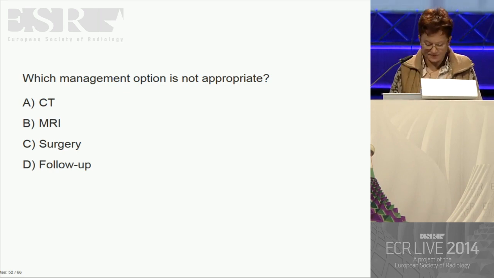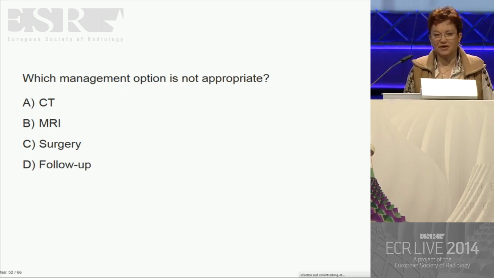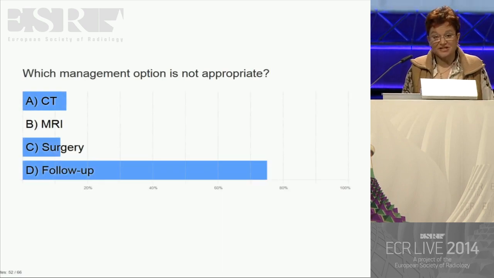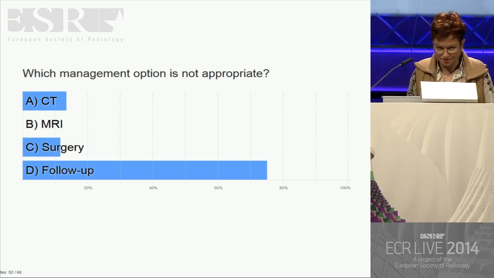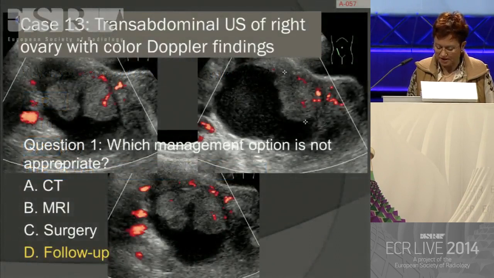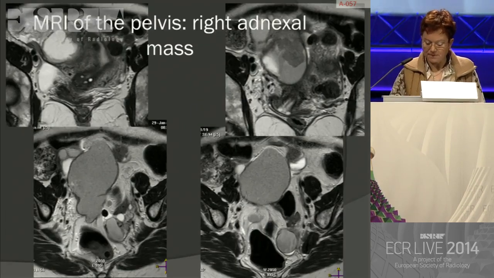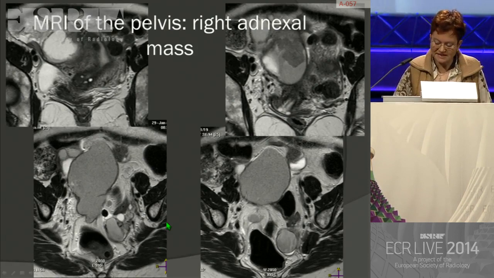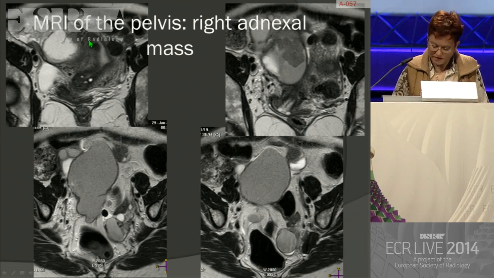Can I get the answer, please? Very good. So this patient should definitely not undergo follow-up. That could be a dangerous position. Let me just check what I have here. If she performed MRI, you can see a hyperintense tubular mass. That's the ovary, so it's also in the ovary. That's the other ovary. Here is the other mass. These are T2 weighted images.